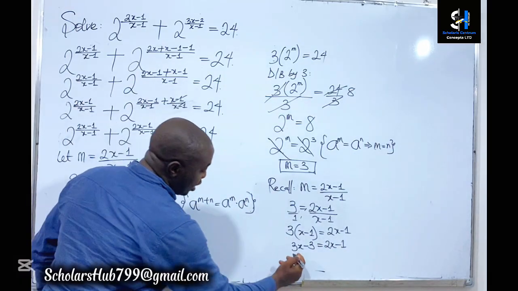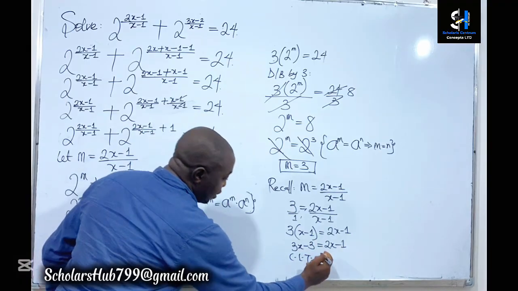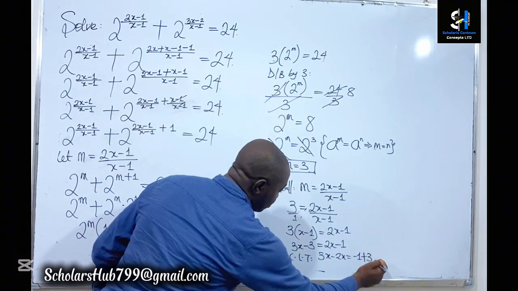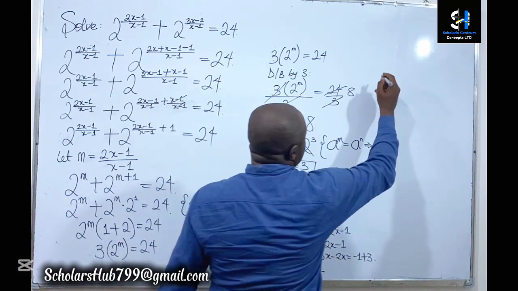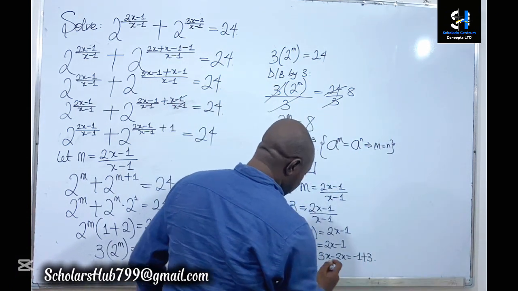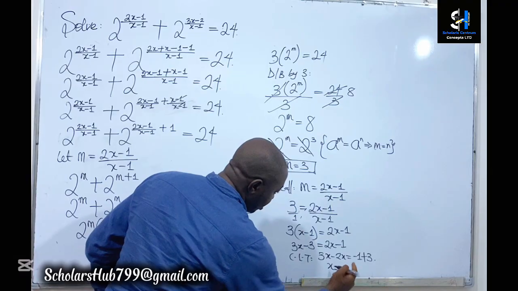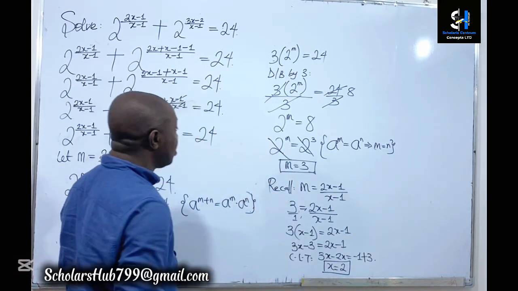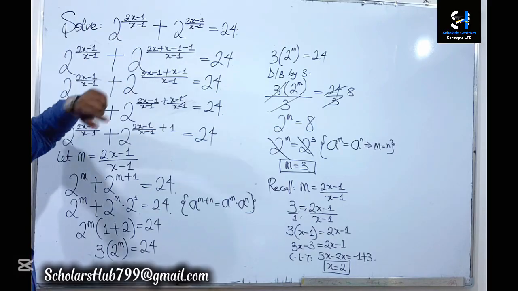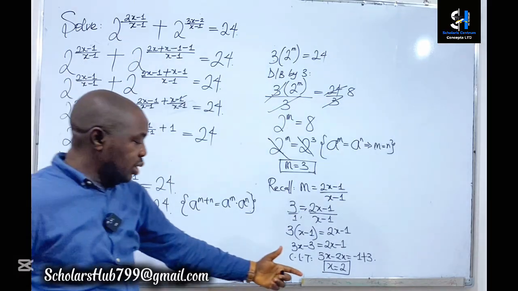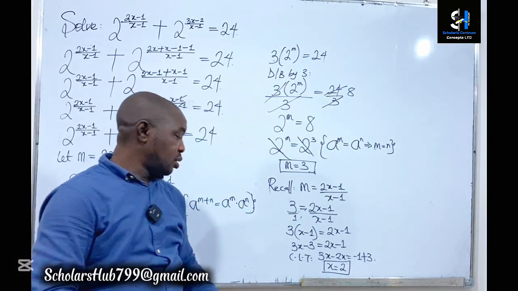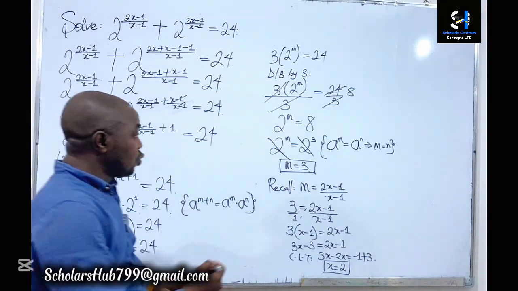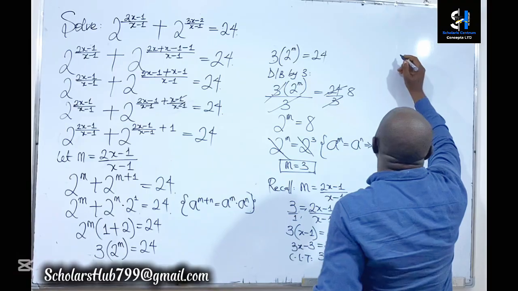Then we can combine like terms. So this will be 3x minus 2x equals minus 1 plus 3. 3x minus 2x, that will be x. Then minus 1 plus 3, that will be 2. So the value of x which satisfies this equation is 2. Now we can verify our answer to check for the correctness of our solution.